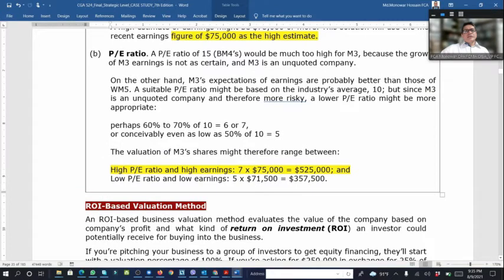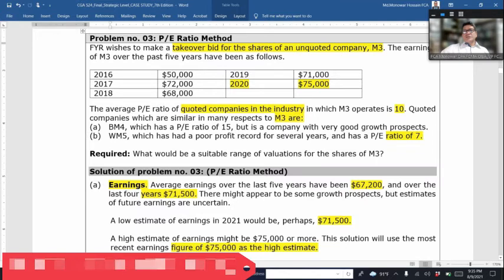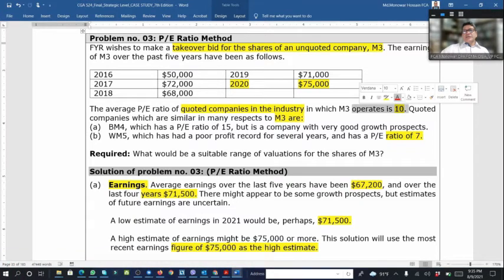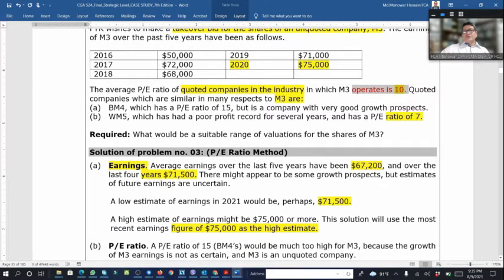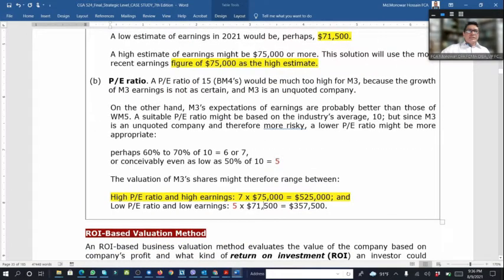Perhaps 60% of 7, the 6 to 7, where the comparable is 10 here. Look here, this is the 10 as the similar market industry. So here calculated at a comprehensive lower than 50% of 10, so here taking the 5. This 5 is taken as the lower one, and the upper one is the 7 P/E ratio. So multiply that, we get 3,57,500 and 5,25,000. So the P/E ratio is a valuation method.